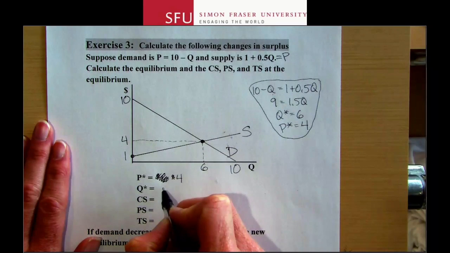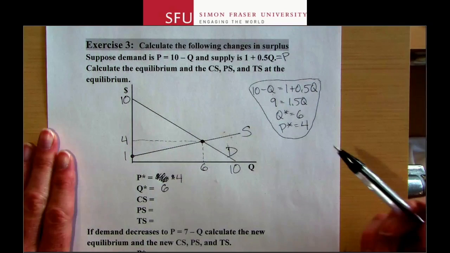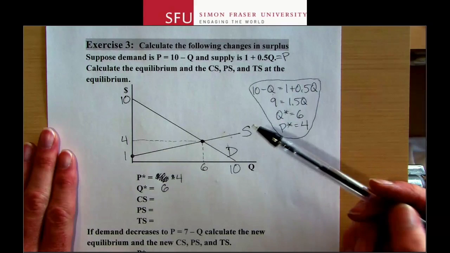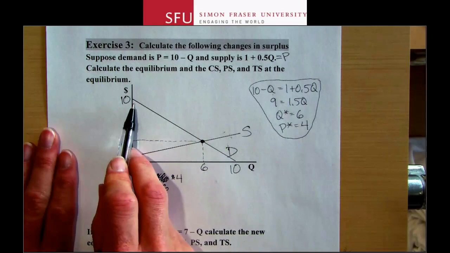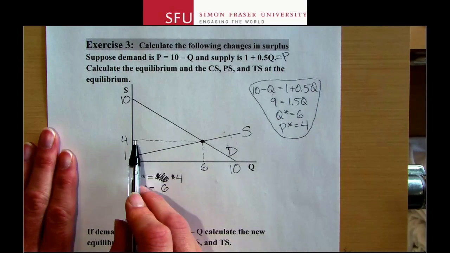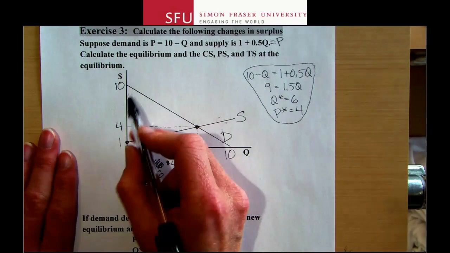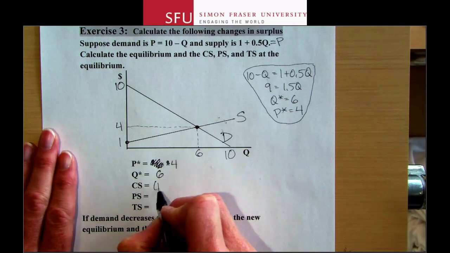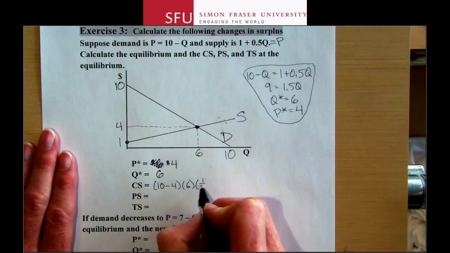Okay, so $4 in a quantity of 6. Okay, the consumer surplus is the top triangle, the difference between what they're willing to pay and the $4 price that they actually pay. Okay, so consumer surplus is this top triangle. So 10 minus 4 times 6 times a half.